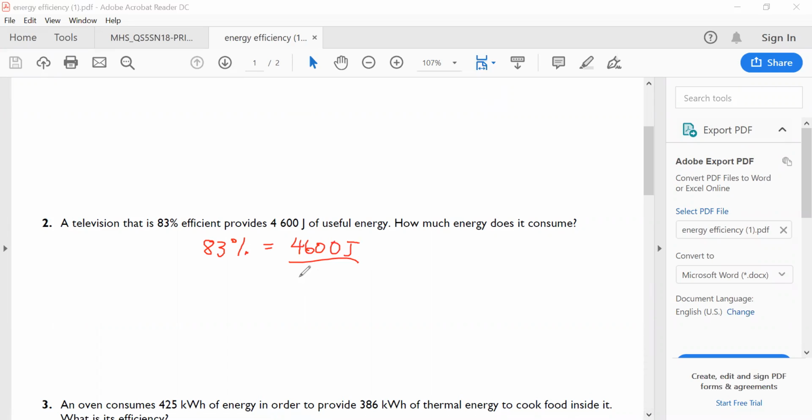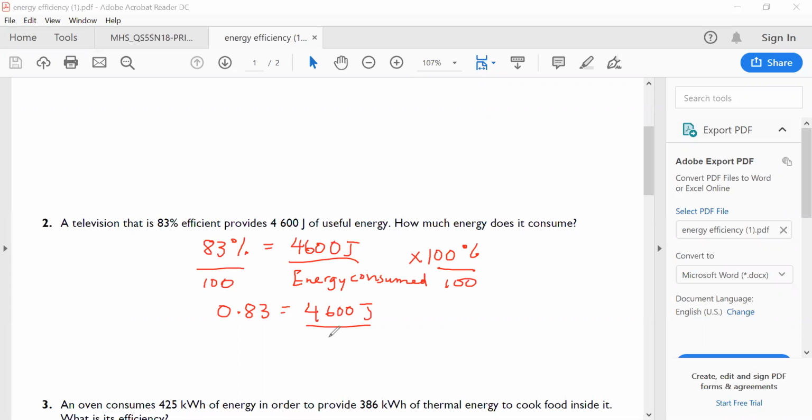So we're going to leave this as energy consumed, or X, depending on what you want to label, okay, times 100%. So the same procedure as last question where we divide both by 100, and this leaves us, of course, with 0.83 on the left and 4,600 joules over X on the right, or the energy amount consumed. And when I go to cross multiply this, of course, it ends up being 0.83 X is equal to 4,600 joules.